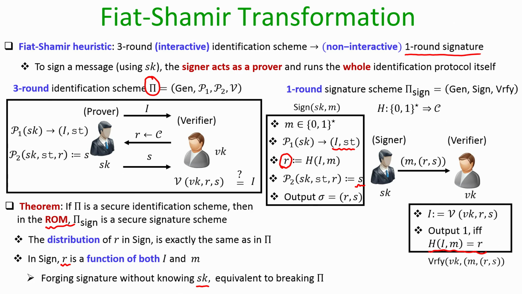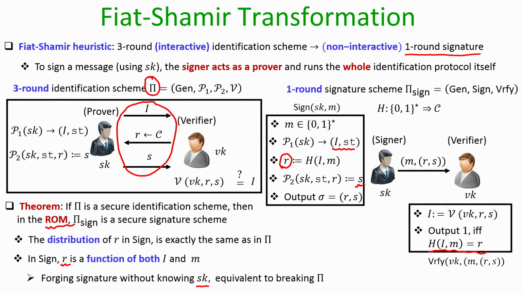If there exists an adversary who can indeed do that with significant probability, then intuitively it means that we have an adversary who can break the security of the underlying identification scheme, namely, even without knowing the signing key or the secret key Sk, that adversary could come up with a legitimate accepting transcript on behalf of the prover, convince the verifier and get it accepted.